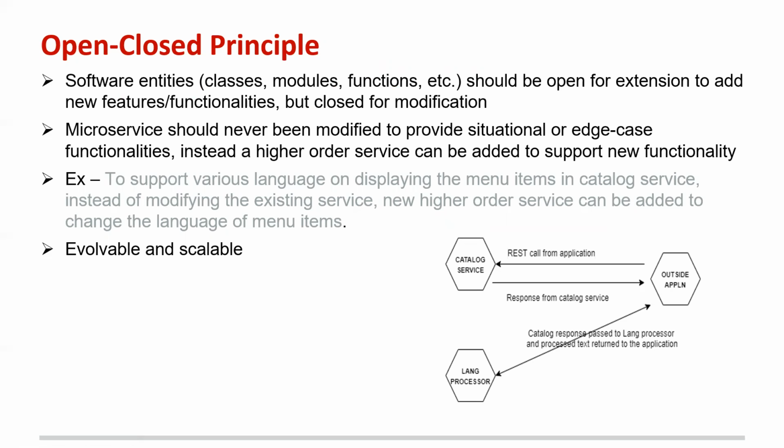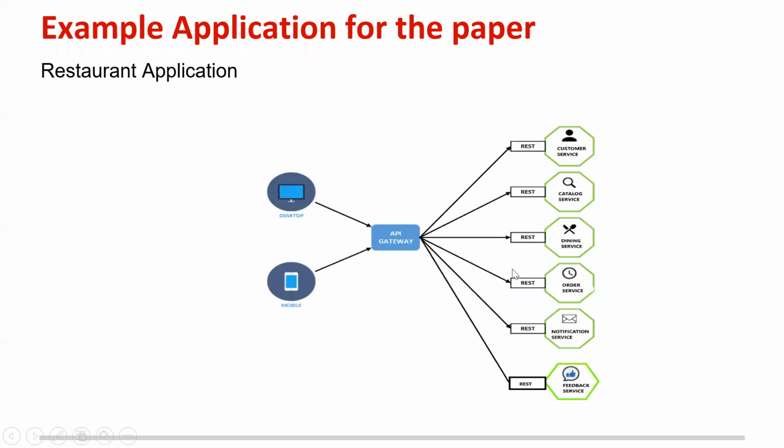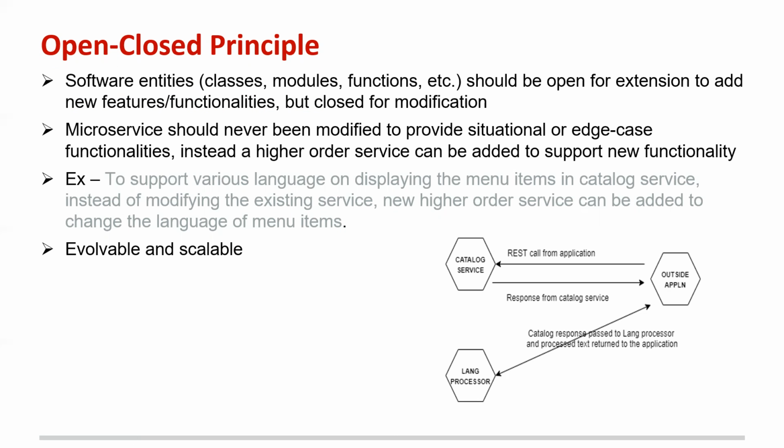If the customer or client would like to add a new feature to the existing service, it should support it. But if there is a situation to modify the existing service, then it should not be supported by that microservice. So how can we attain it? For example, we are taking the catalog service in the restaurant application. We'll see how we can apply this open closed principle to this particular service.